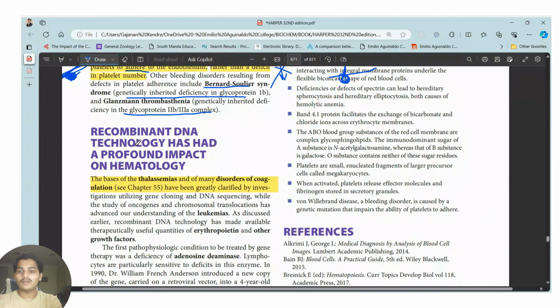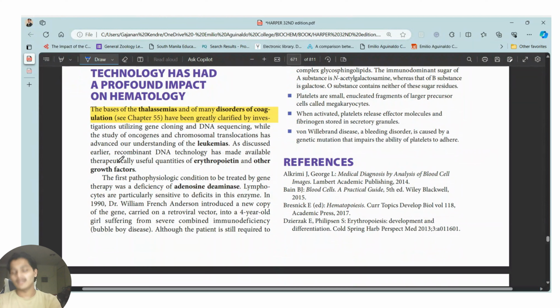Then, recombinant DNA technology has had a profound effect on hematology. In thalassemia and many disorders of coagulation, we have greatly benefited from investigation utilizing gene cloning and DNA sequencing. This recombinant gene technique can help us understand more about leukemia, chromosomal translocations, and advancement in the case of leukemia. This technology was very useful in the production of erythropoietin, which we administer if the patient cannot produce a normal amount of RBC, or in short, is anemic.